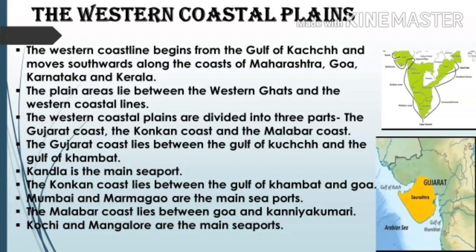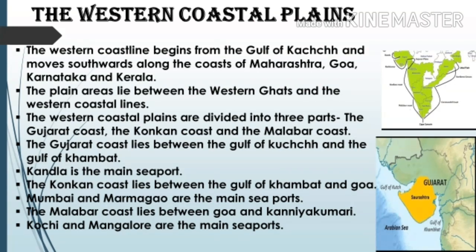The western coastal plains. The plain area lies between the Western Ghats and the western coastlines. Now, let us learn about its 3 parts, that is Gujarat Coast, Konkan Coast and the Malabar Coast. The Gujarat Coast lies between the Gulf of Kutch and the Gulf of Khambat. Kandla is the main seaport here.